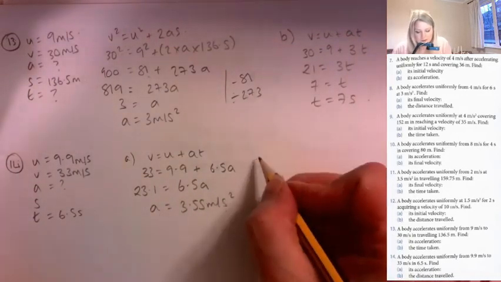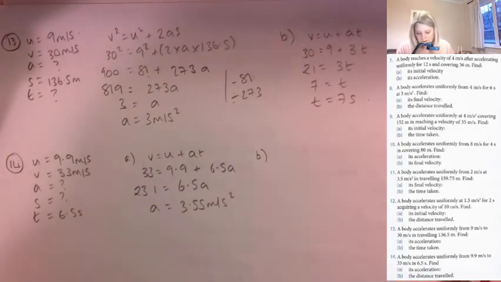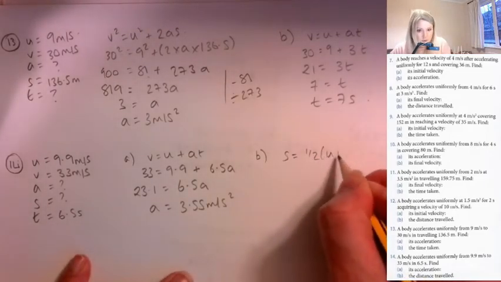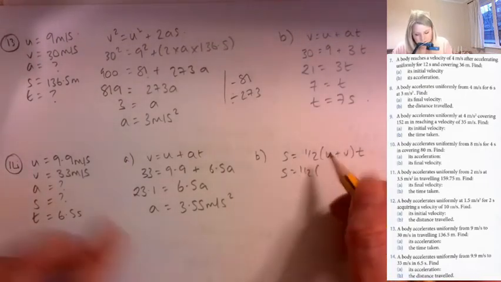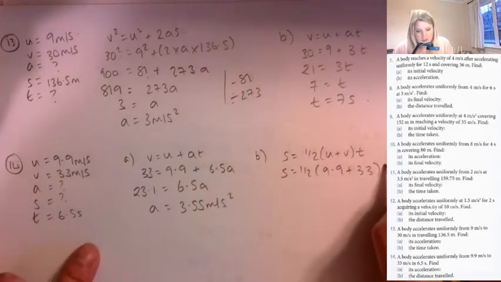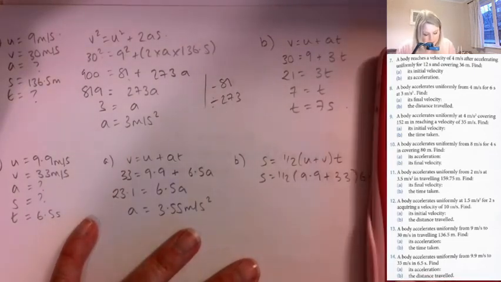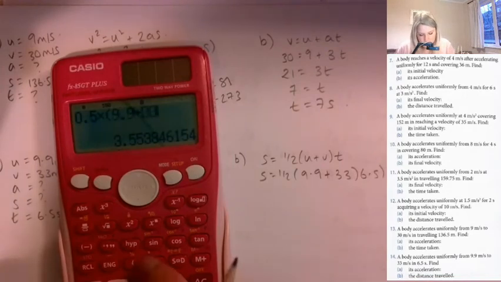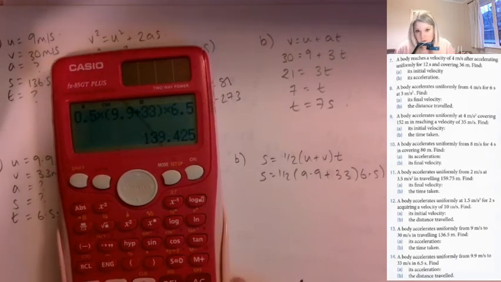Okay, and then part B, the distance travelled. Let's see, u, v, s and t. S equals a half u plus v times t. Plug in our numbers. U is 9.9, v 33, and t 6.5. Oh, don't need that wee bracket there. Oh well. Type this in. 9.9 plus 33 multiplied by 6.5 gets 139.425.